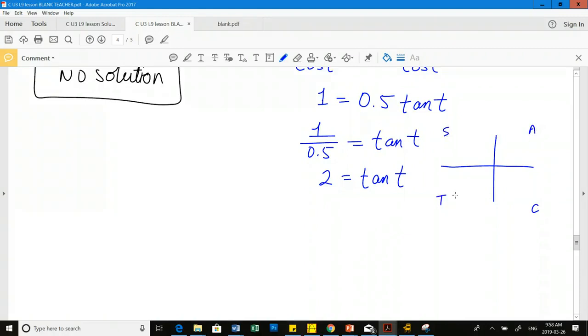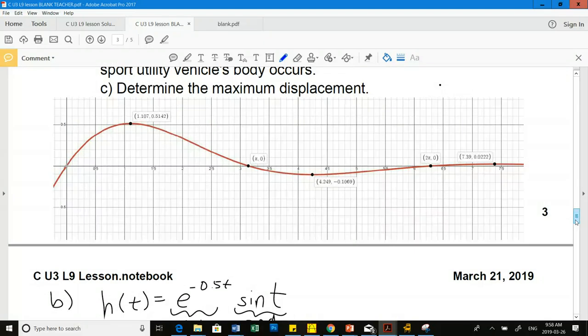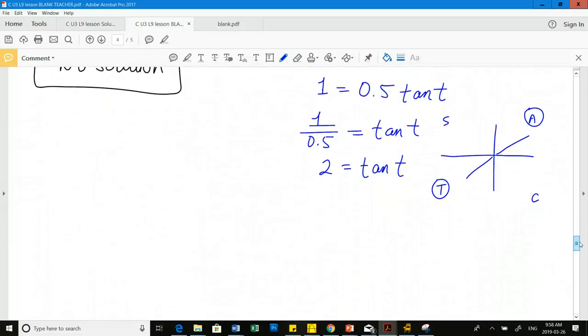CAST rule. Tan is positive in 2 areas: in the tan quadrant and in the all quadrant. So when I do the tan inverse of 2 in radian mode, by the way, I should get my first time. And I'm only really interested in that first time, because we can see from our graph from earlier that the very first time is going to give me the maximum, and then as my motion dampens out, it just keeps getting smaller. So the very first time is what's going to give me our max value.